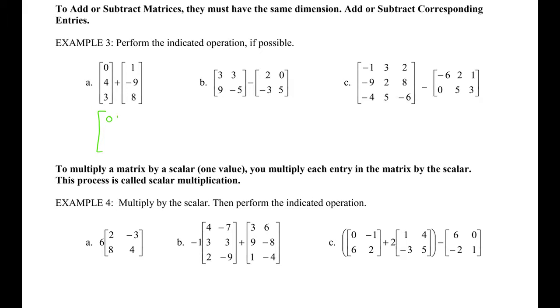So the first one, I would add 0 and 1. Then I'm going to add 4 and negative 9, and 3 and 8. My answer matrix are the simplified rows, so 1, negative 5, and 11.